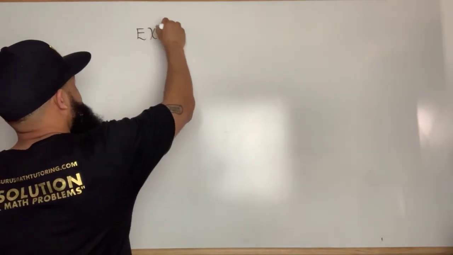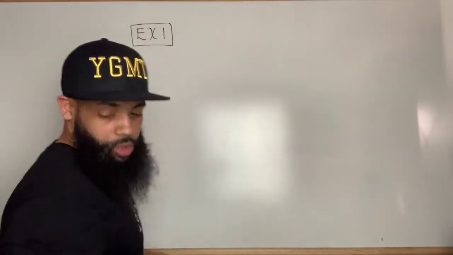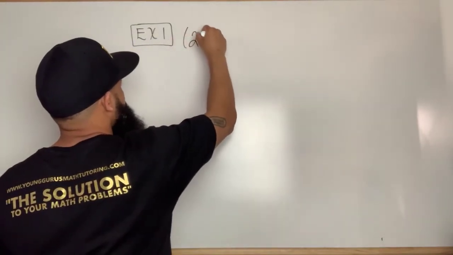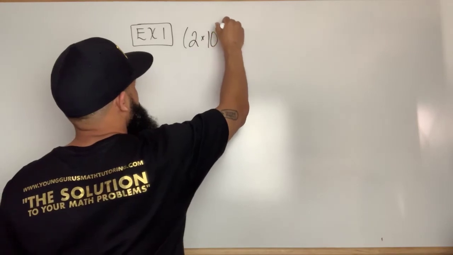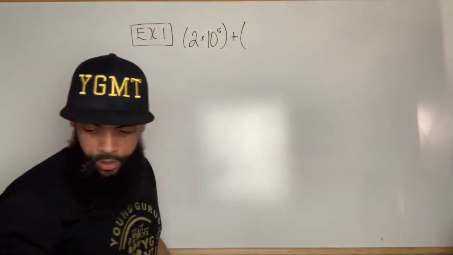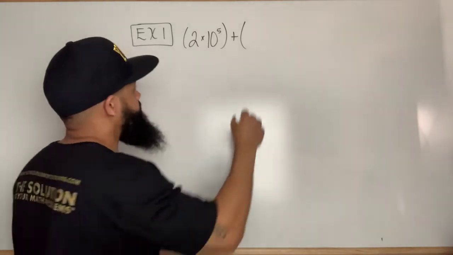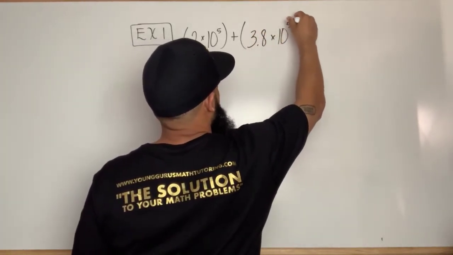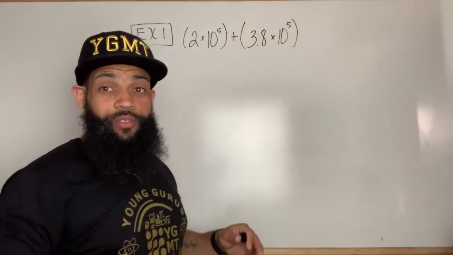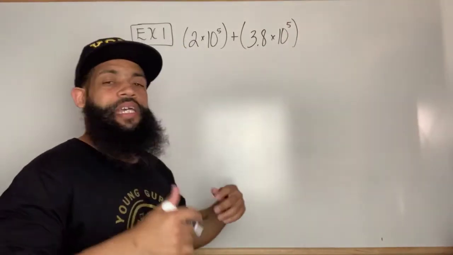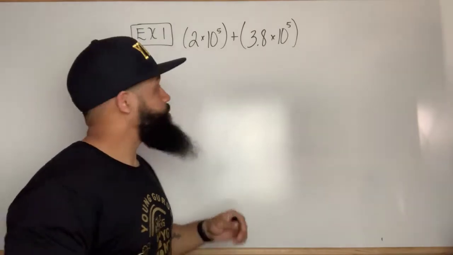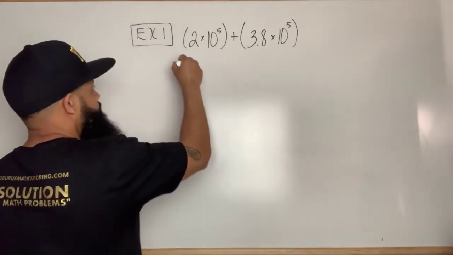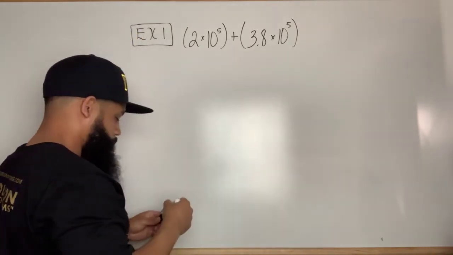Using scientific notation. Okay, so I have 2 times 10 to the 5th power, and I want to add to that 3.8 times 10 to the 5th power. Now, when they have the same power of 10, it's relatively simple. All we have to do is take the first number and add them together. So I'm going to put them together in parentheses, right?